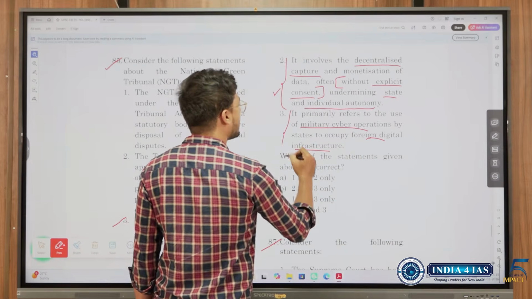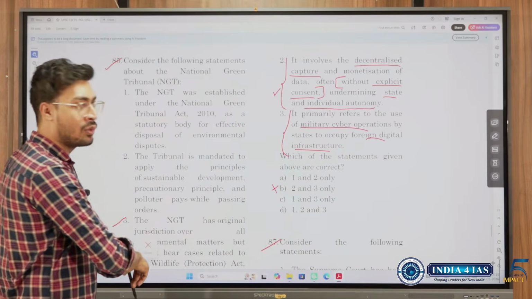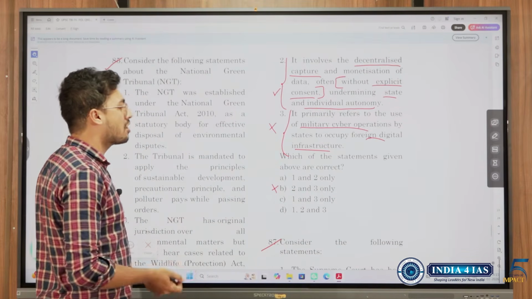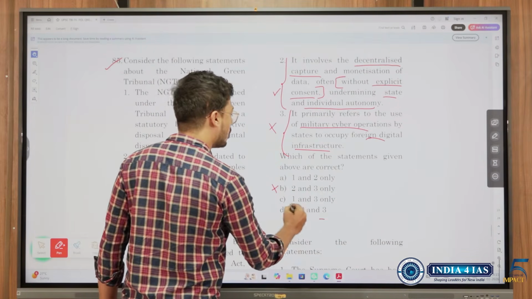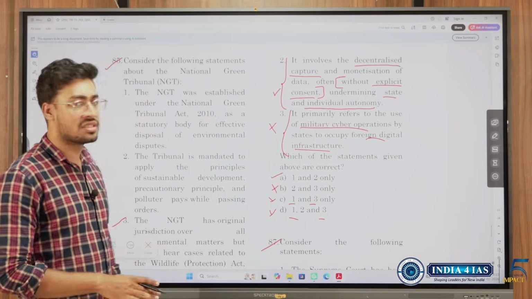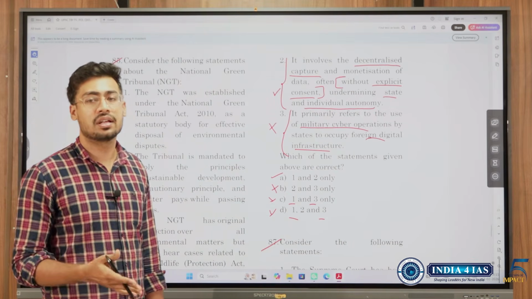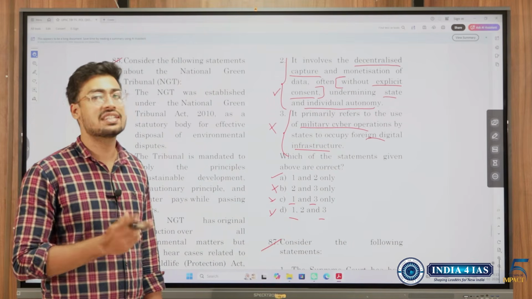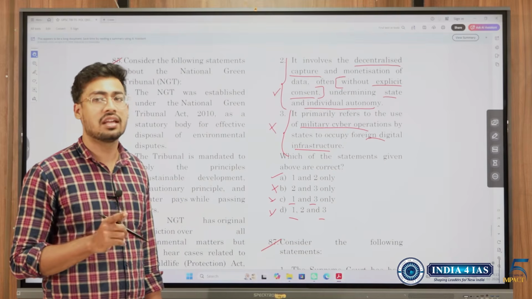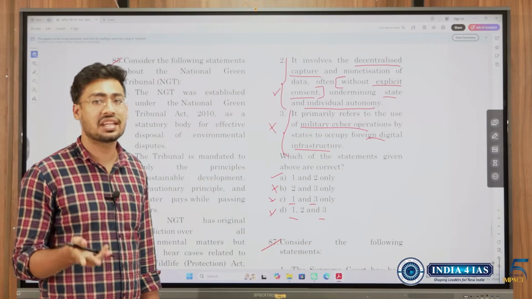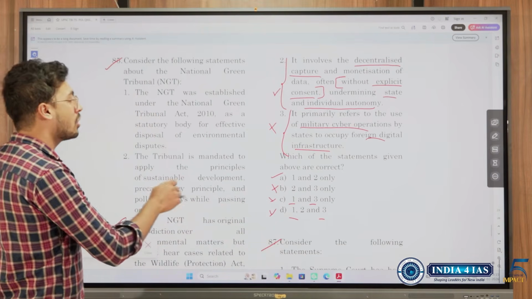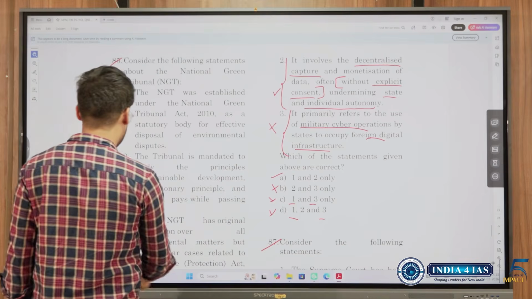Third statement: it primarily refers to the use of military cyber operations to occupy foreign digital space. See, it is a made-up statement. Statement 1 was the primary purpose; statement 3 and statement 1 are contradicting. So statements 1 and 3 cannot be together. Simple thing. Many times you will see one statement contradicting the other. So here 1 and 3 are contradicting each other. Either 1 is correct or 3 is correct; 1 and 3 together cannot be correct. So 1 and 3 together is not possible, C and D are wrong. Knowing statement 1 is correct, we would have known the answer is A.